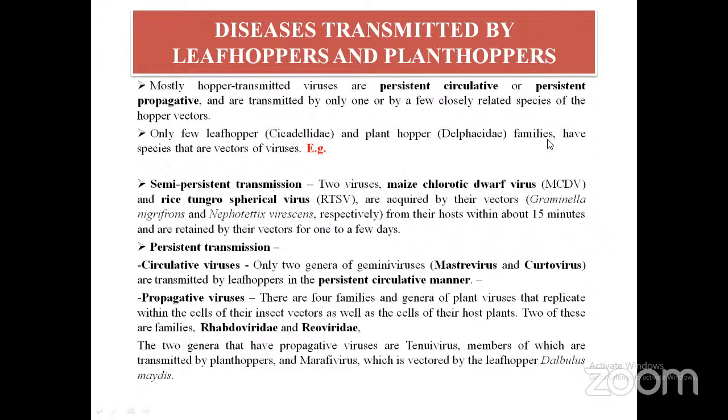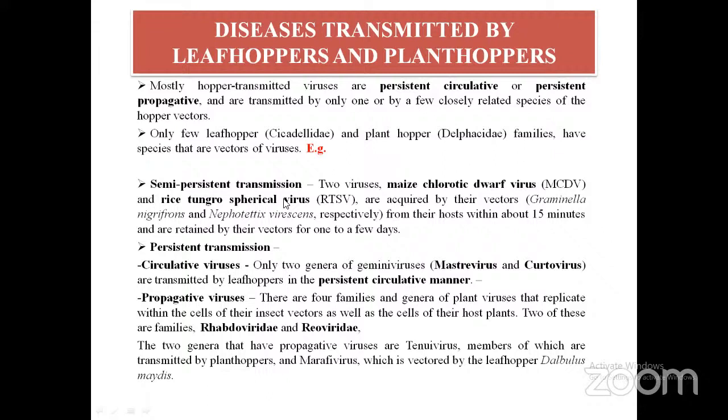Only a few leafhoppers, we know the family of the leafhoppers, that is Cicadellidae, and the planthoppers, Delphacidae, have species that are vectors of the viruses. So not all of them are vectors, but some of the members of these families are vectors. There is semi-persistent transmission and persistent transmission. In semi-persistent transmission, two viruses are there mainly. First one, maize chlorotic dwarf virus, and rice tungro spherical virus.